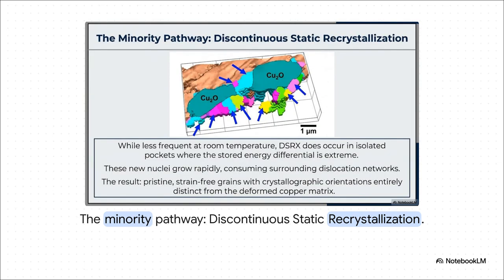Conversely, check out the blue arrows pointing to those isolated pockets. These are the zones of extreme energy differentials, where DSRX completely takes over. Here, new nuclei grow super fast, physically consuming the surrounding dense dislocation networks. The end result? Pristine, entirely distinct, strain-free grains that have crystallographic orientations completely diverging from the parent deformed copper matrix.